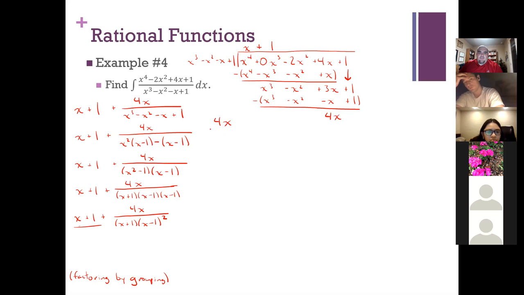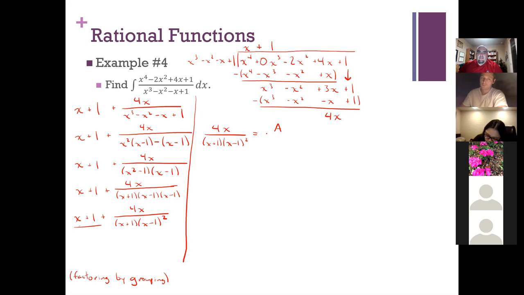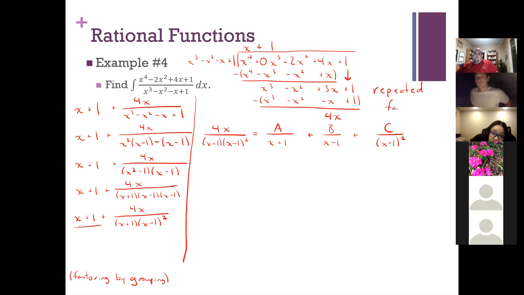And I will give you the way this decomposes, and then we'll talk about why that's the case. I have 4x over x plus 1 times x minus 1 squared, that is equal to A over x plus 1 plus B over x minus 1 plus C over x minus 1 squared. And the case we're looking at here, I'll make a note, this is called a repeated factor.